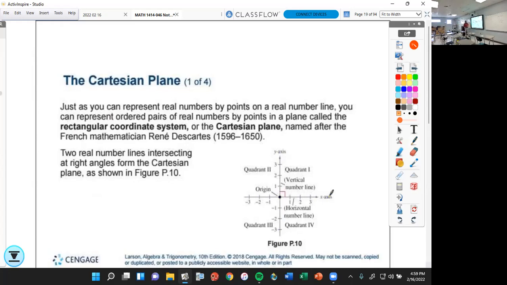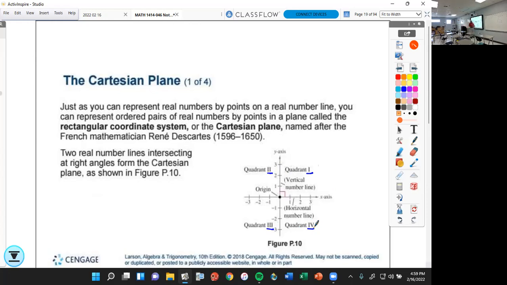Now this x and this y-axis creates 4 quadrants. It breaks the plane into 4 pieces, and those pieces are labeled quadrant 1, 2, 3, and 4. A lot of students forget which quadrant is what. So here's what I've told people.